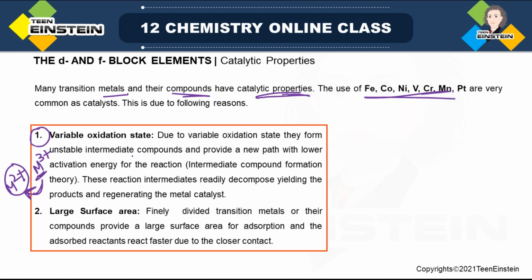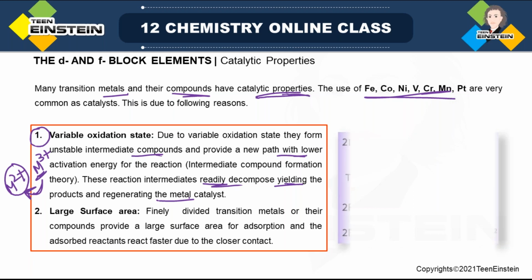So they form unstable intermediate compounds and provide a new path with lower activation energy. That is the main role of a catalyst. Not just here, it is the common property of all catalysts that they decrease the energy of activation, and that is why the rate of the reaction increases. So these reaction intermediates readily decompose and yield the actual product, and the metal catalyst is regenerated.